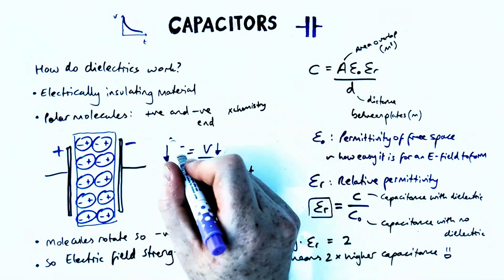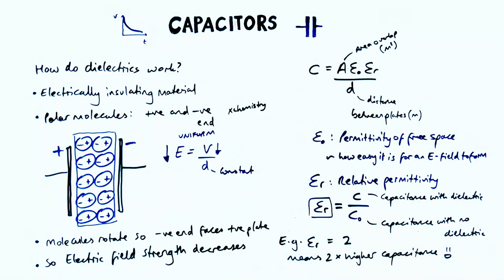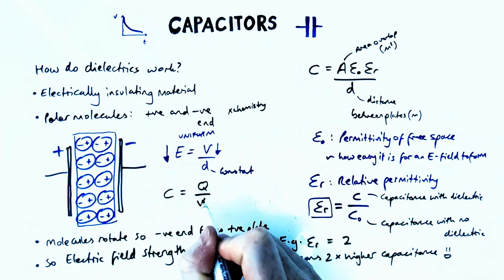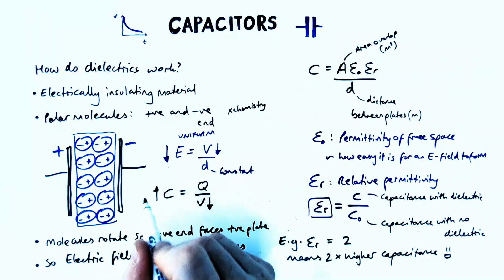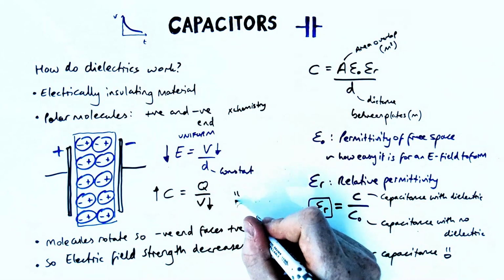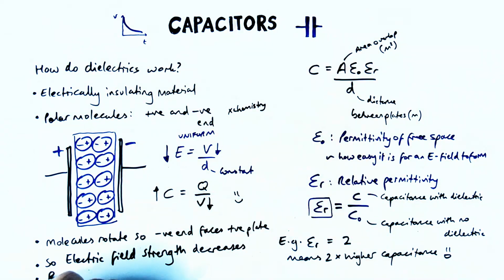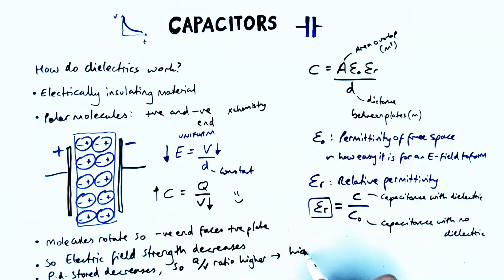Now, if you remember, the definition for capacitance was charge over PD. If I drop the potential difference, that means my capacitance has gone up, meaning I've made a better capacitor. So the PD stored decreases, meaning the ratio of Q over V has increased, meaning there's a higher capacitance. That's quite a tricky part of the course. Make sure you've practiced a couple of exam questions on it as well.